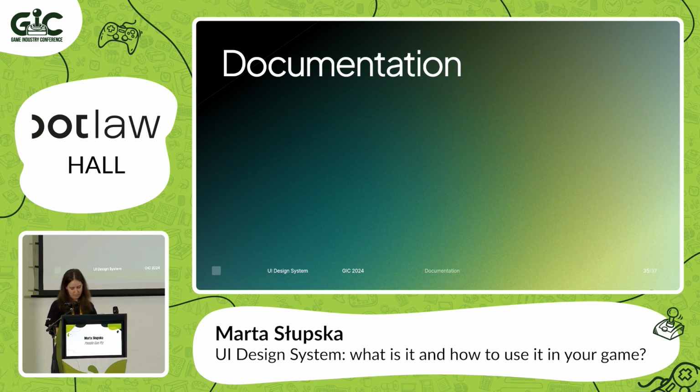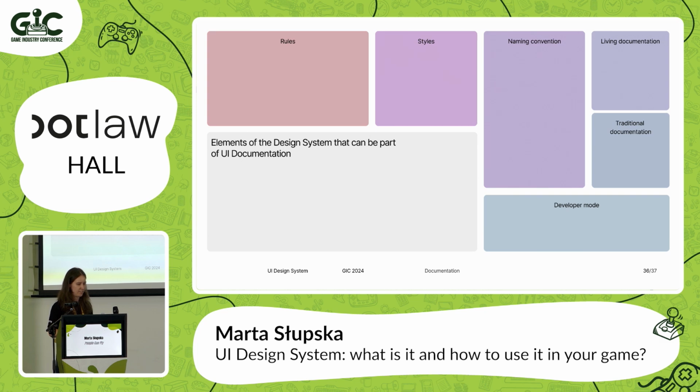Okay, so now a little bit about how the design system can help in documentation. I already sneaked it in a little bit in all of those topics, but I have a little summary for that. And these are the six elements that can be a part of the documentation. So for example, the rules. If you have the rules in your design system, you can also reuse them in your engine, and it's very helpful for your technical people that you have them in one place and they can recreate it in the engine.